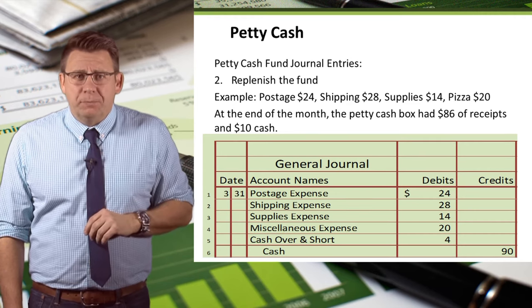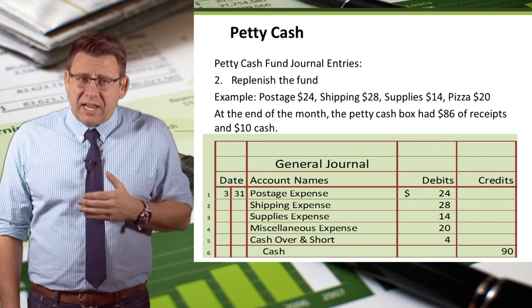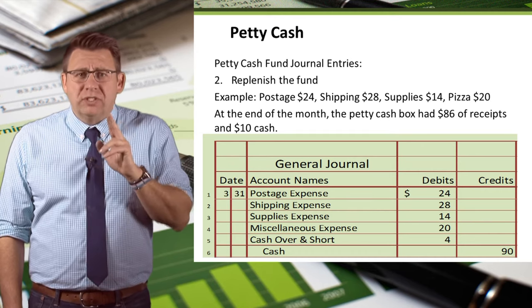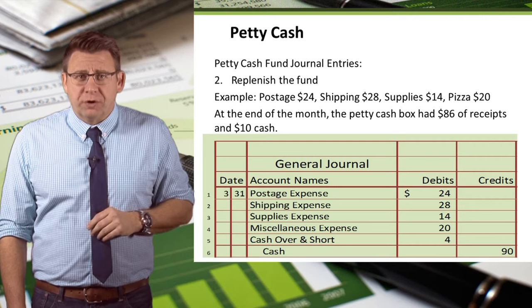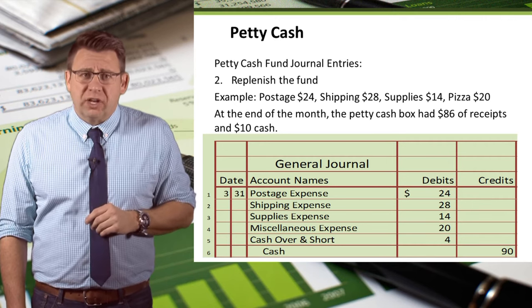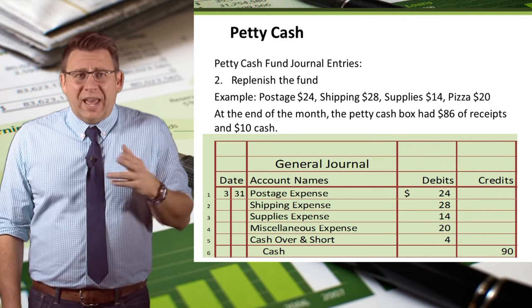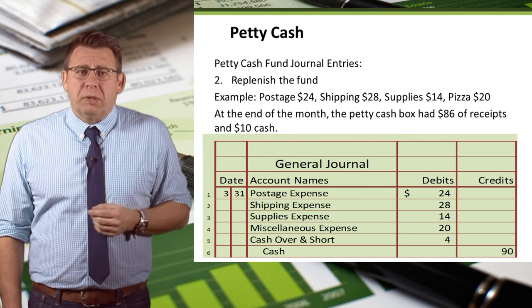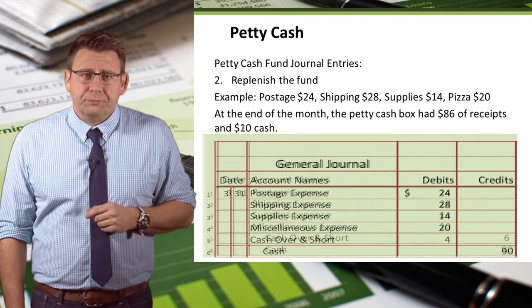cash for 90. Of course, 86 does not equal 90. We need to debit cash over and short for $4 to make the journal entry balance. Once we cash the $90 check, our fund will be back at $100.